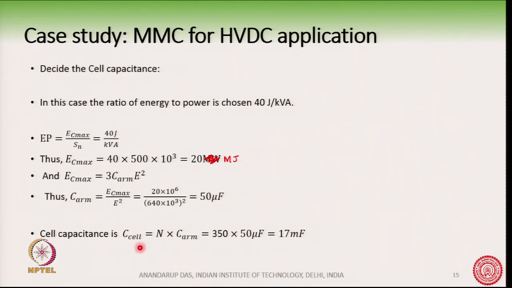So, therefore, C cell is n times the C arm, and so if there are 330 number of cells, and we have 50 microfarad, a value of roughly 16 millifarad will come. Around 16 to 17 millifarad of cell capacitance will be required.